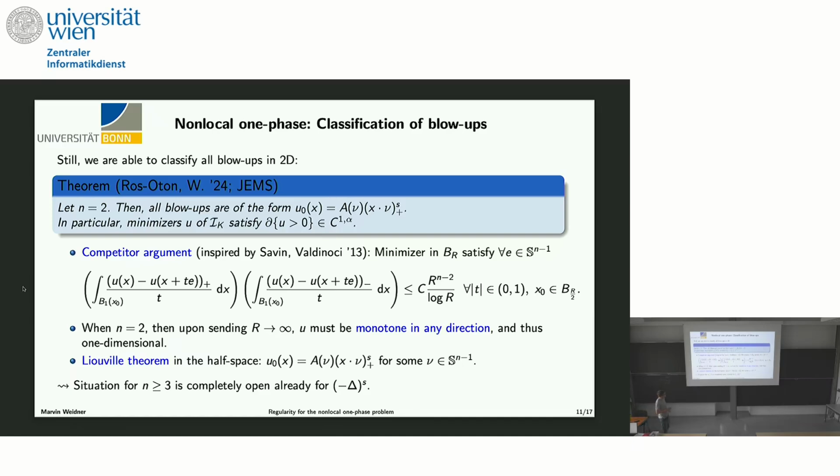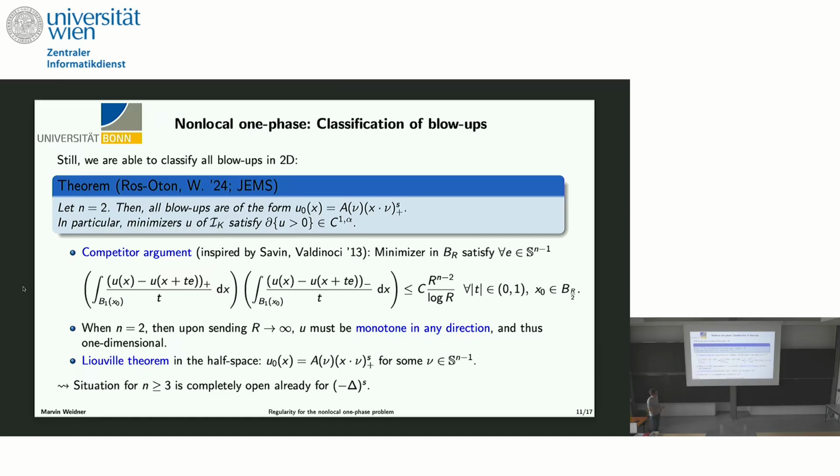When you run the competitor argument, you can produce these L1 norms of incremental quotients, and you can bound them by a quantity like this. And this holds true whenever you have a minimizer in a ball with radius r. Now it turns out that when the dimension n is equal to 2, and you set r to infinity, then this right-hand side actually goes to 0. And what it tells you is that because this product is 0, one of the two quantities must be 0. And this is enough to conclude that this global minimizer will be monotone in every direction, because one of these two factors must be 0 always. And when you're monotone in every direction, then it means that you're a one-dimensional function.